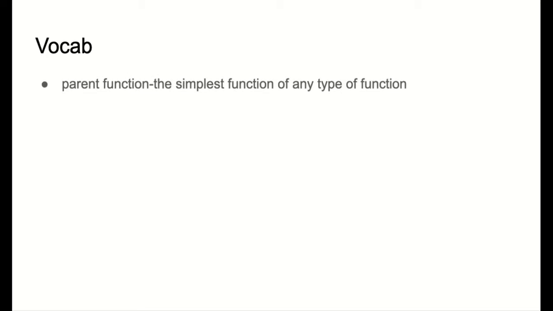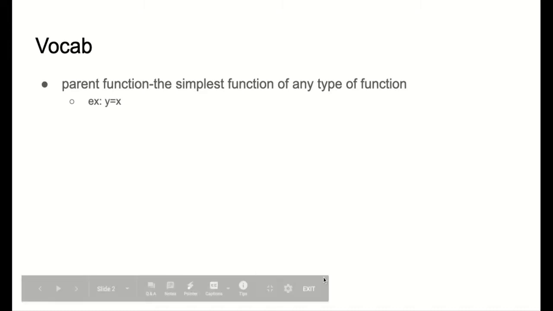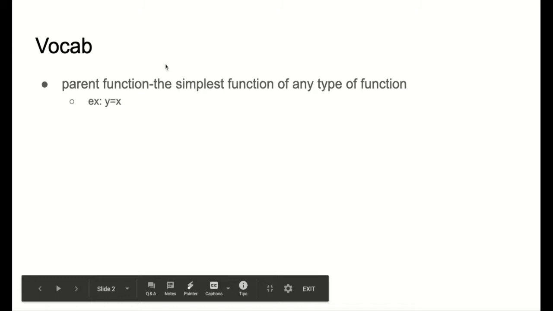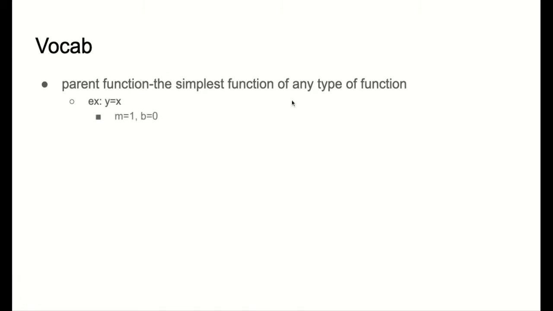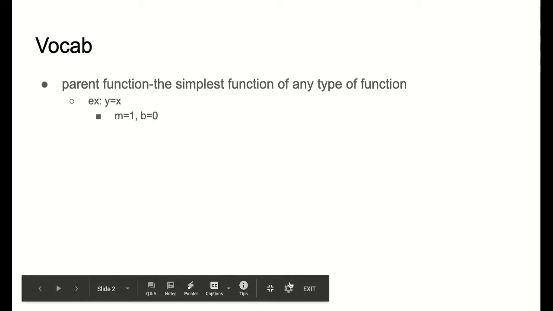So for our vocab, the first term is called the parent function. And this is the simplest function of any type of function. So every type of function, linear, quadratic, exponential, etc., they each have a parent function, which is the simplest of that function. So for example, the parent linear function is the function y equals x squared. And so I wanted to talk about this one a little bit. And I wanted to show you guys what that looks like.